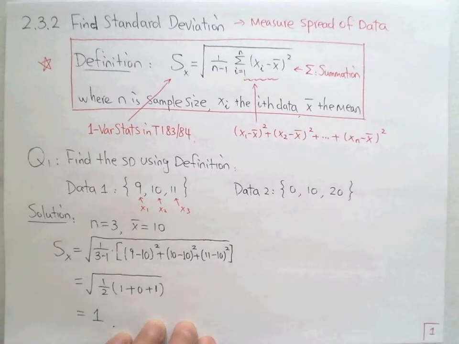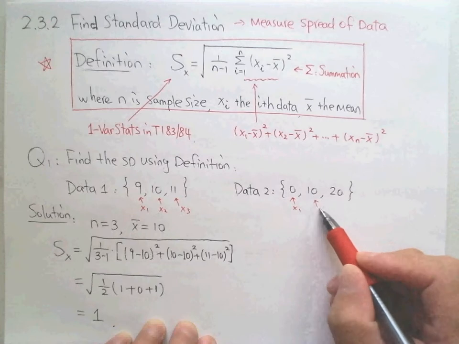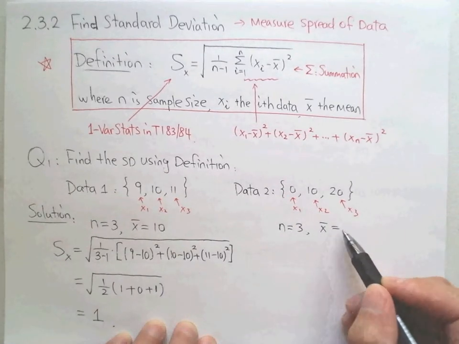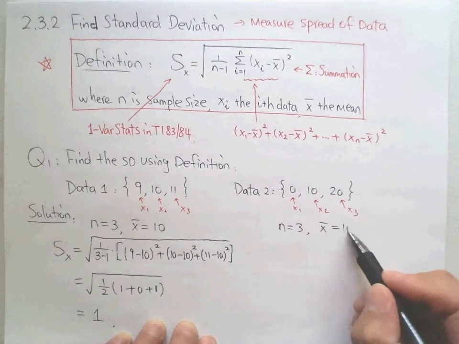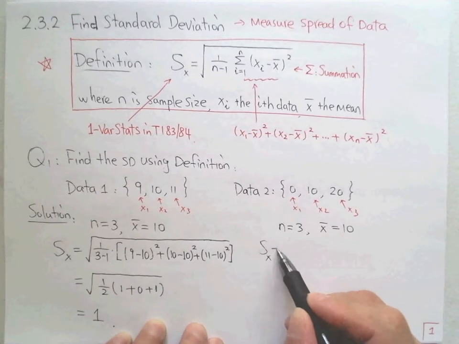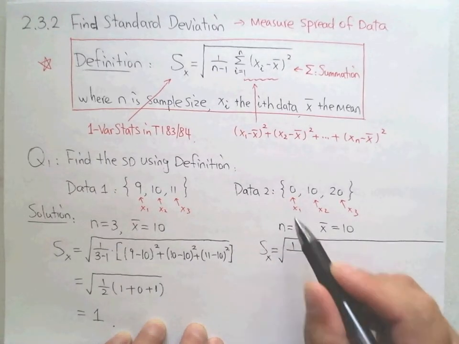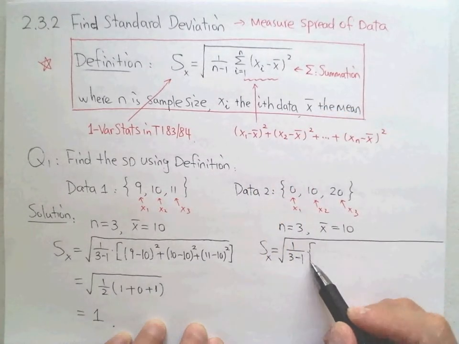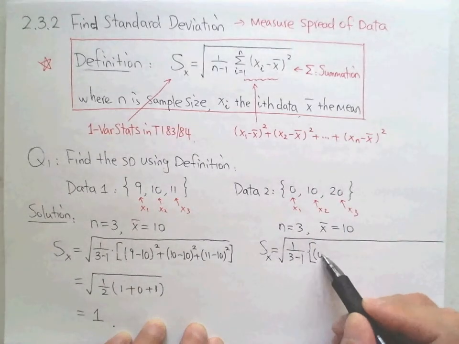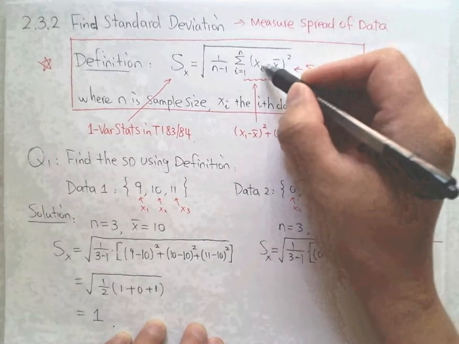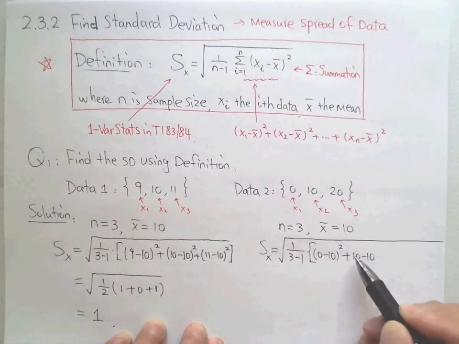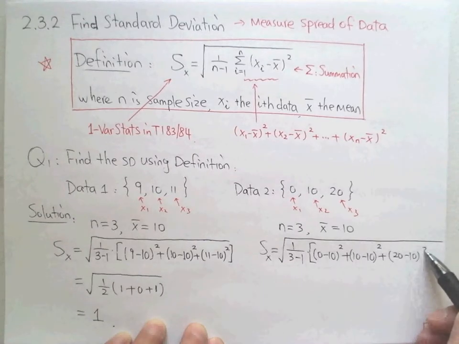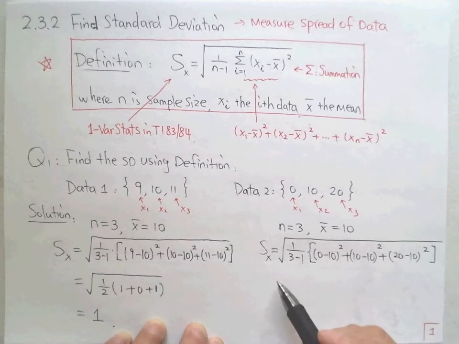Now look at the second. It's the same: we find the x's first, x1, x2, x3. We have 3 x's, so n is 3. What is x bar? The data is 0, 10, 20, so the average is 10 also. Now I use the formula: the square root of 1 over n minus 1, times 3 terms added together. The first term, x1 minus x bar, where x1 is 0 and x bar is 10, squared. The second, x2 is 10 and x bar is also 10, squared. The third, x3 is 20 and x bar is 10, squared. Then put the bracket.